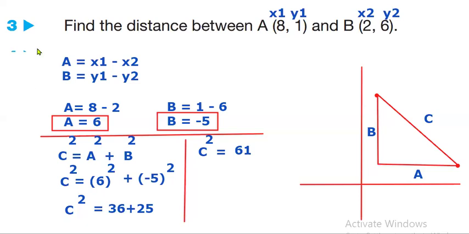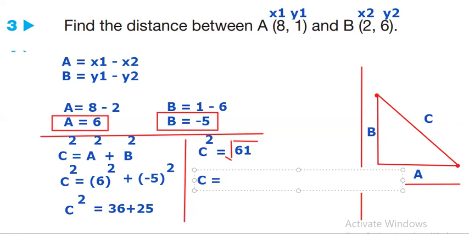Now I want to remove the square. It means I'm going to do the opposite of squaring, which is square rooting. Very good. So I'm going to square root the 61 to get the final answer, which is the distance between the points. Now, C will equal the square root of 61. I'm going to use the calculator here. So square root of 61, and the answer is 7.81. 7.810, which is 7.81. And if they want it to one decimal place, it's going to be 7.8. And that's the whole idea of finding the distance between 2 points.